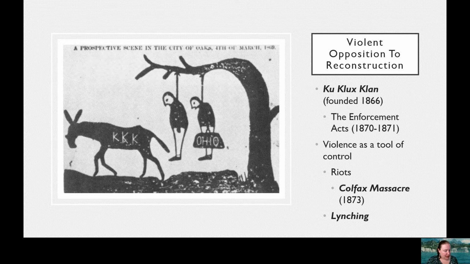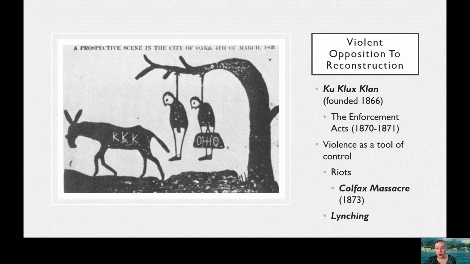The Ku Klux Klan used violence as a tool of control. In fact, President Grant had to step in, and Congress passed the Enforcement Acts in 1870 and 1871, which declared the Ku Klux Klan a domestic terrorist organization and cracked down on the Klan by prosecuting those that they found as Klan members.